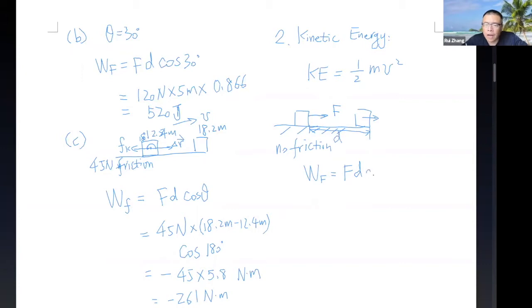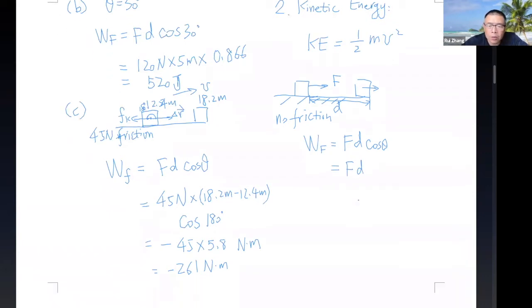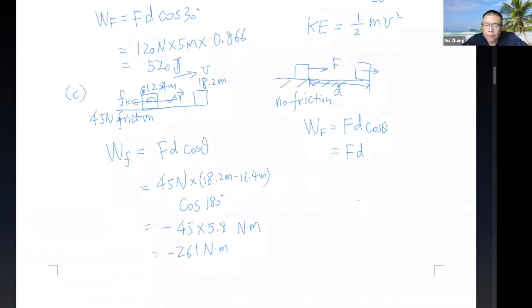And then cosine theta. But in this case, because the force is going horizontal as well, theta is 0, so cosine theta is 1. So in this case, it becomes F times d. But we can actually write F d a slightly different way. Remember, we can write our F as mass times acceleration according to Newton's second law, right?